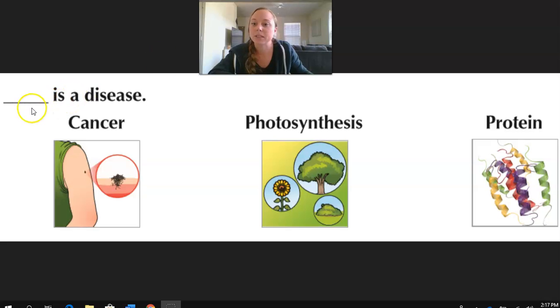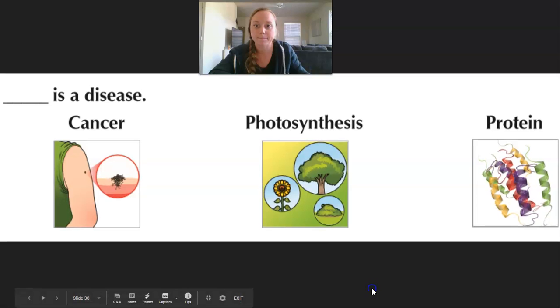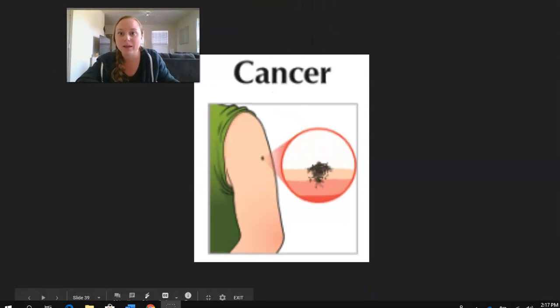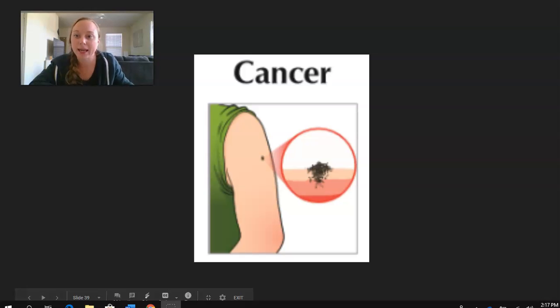Okay, blank is a disease. Is it cancer, photosynthesis, or protein? Blank is a disease. Hopefully you said cancer. Yes, cancer is a disease. It is a non-infectious disease, which means it's not contagious. You do not catch it from other people.